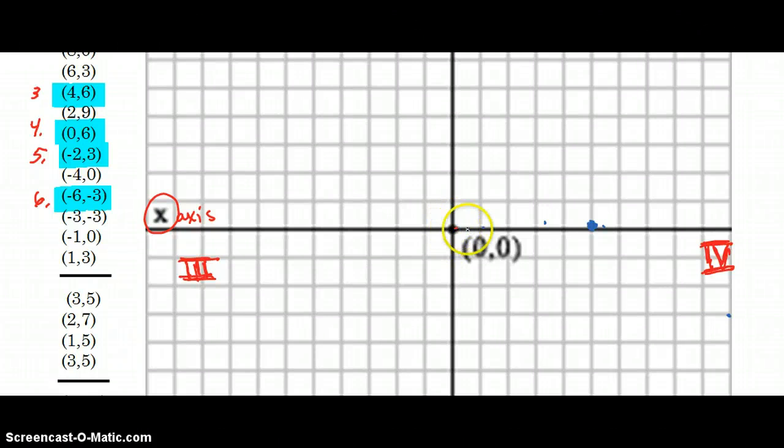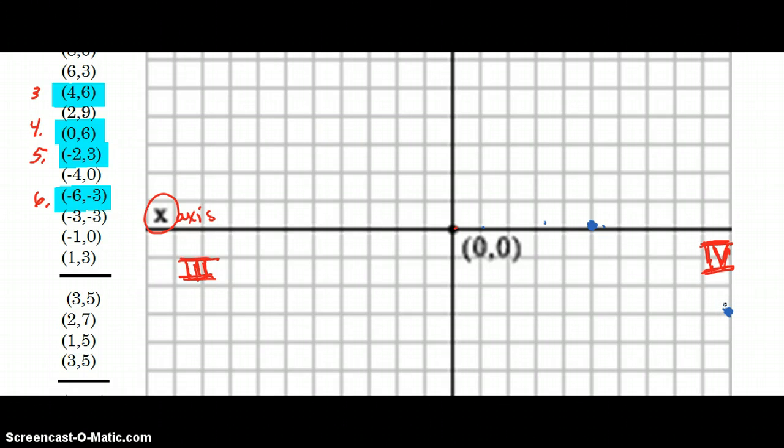Now we're going to move on to number 2, which is 10, negative 3. So you're going to go 1, 2, 3, 4, 5, 6, 7, 8, 9, and then 10. Once you get to 10, you're going to go down 3 since it's a negative, so it'd be 1, 2, and 3. So right here, that'd be negative 3.